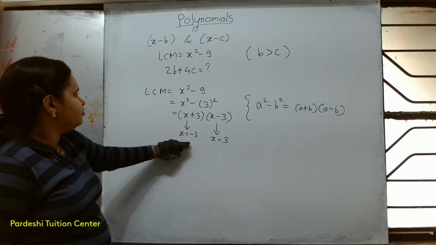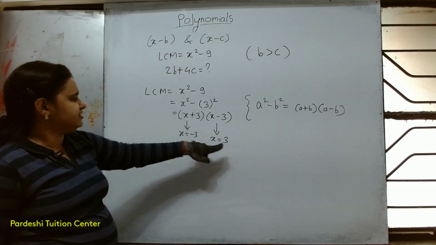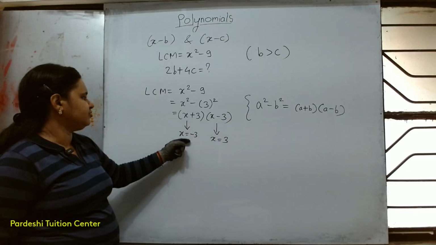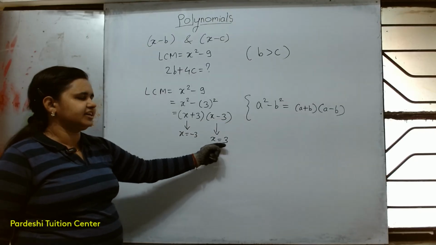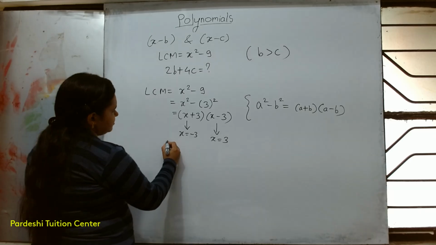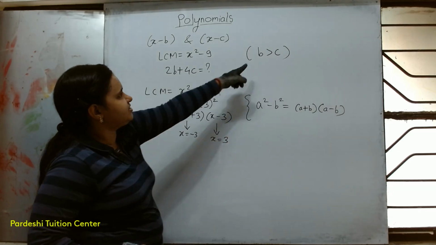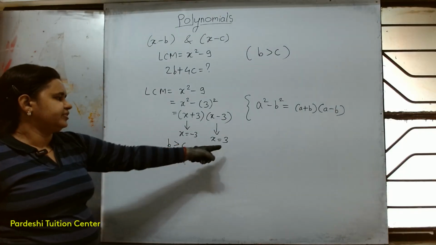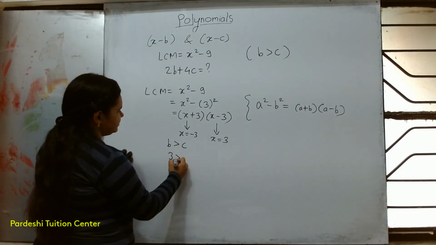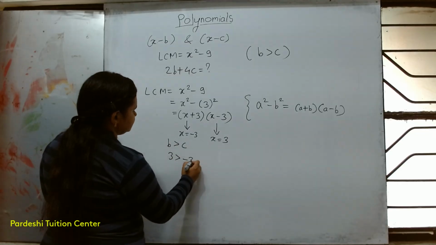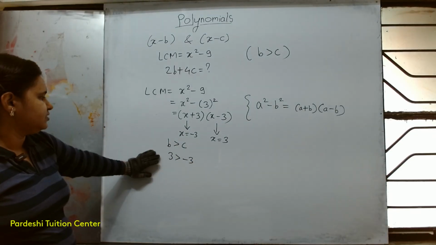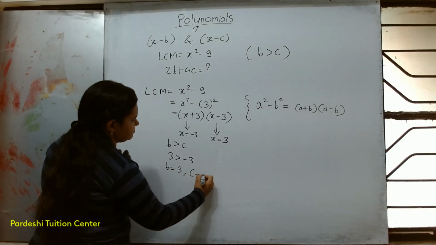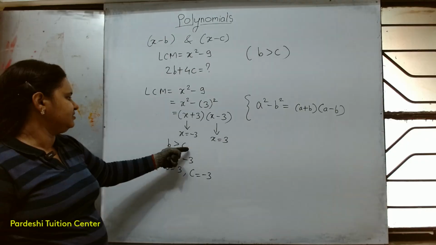We have found b and c. The LCM is x plus 3, x minus 3, and from this we calculated x equals minus 3 and x equals 3. So these are b and c, but one condition is given: b is greater than c. So what will b be? b will be 3, the bigger number, and c will be minus 3. Now we have found b as 3 and c as minus 3.